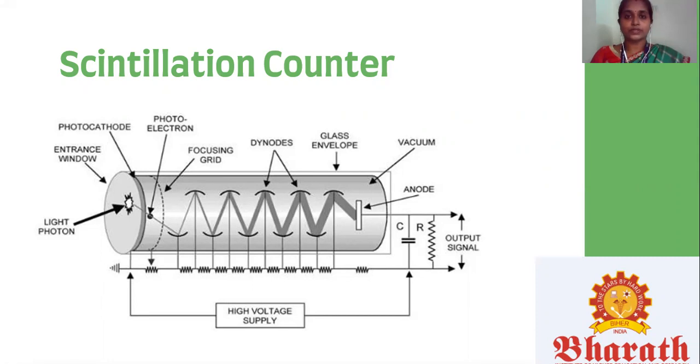Then we have diodes. Then the whole assembly is covered by a glass envelope. Inside the glass envelope it is a vacuum, so no gas is there. And then we have an anode at the other end, and it has all been connected to the output given as the output signal. Everything has been connected by a high voltage power supply. So this is the basic construction of a scintillation counter.